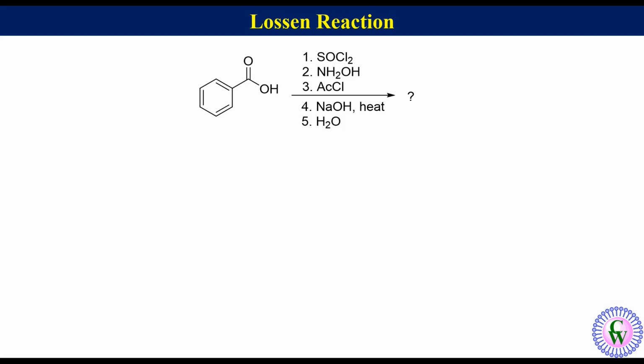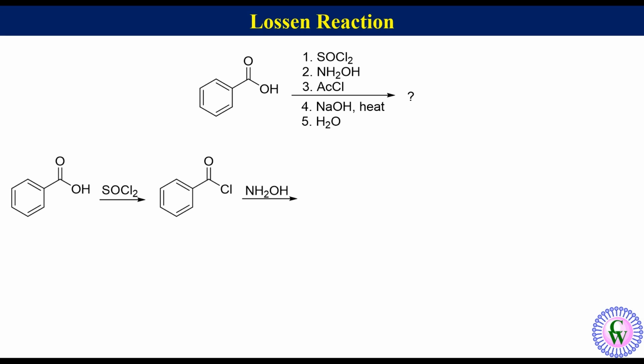Let's have an example in which we have to predict the structure of product when benzoic acid has to pass through a sequence of reactions. Reaction of benzoic acid with thionyl chloride gives benzoyl chloride. Reaction of benzoyl chloride with hydroxylamine gives hydroxamic acid.